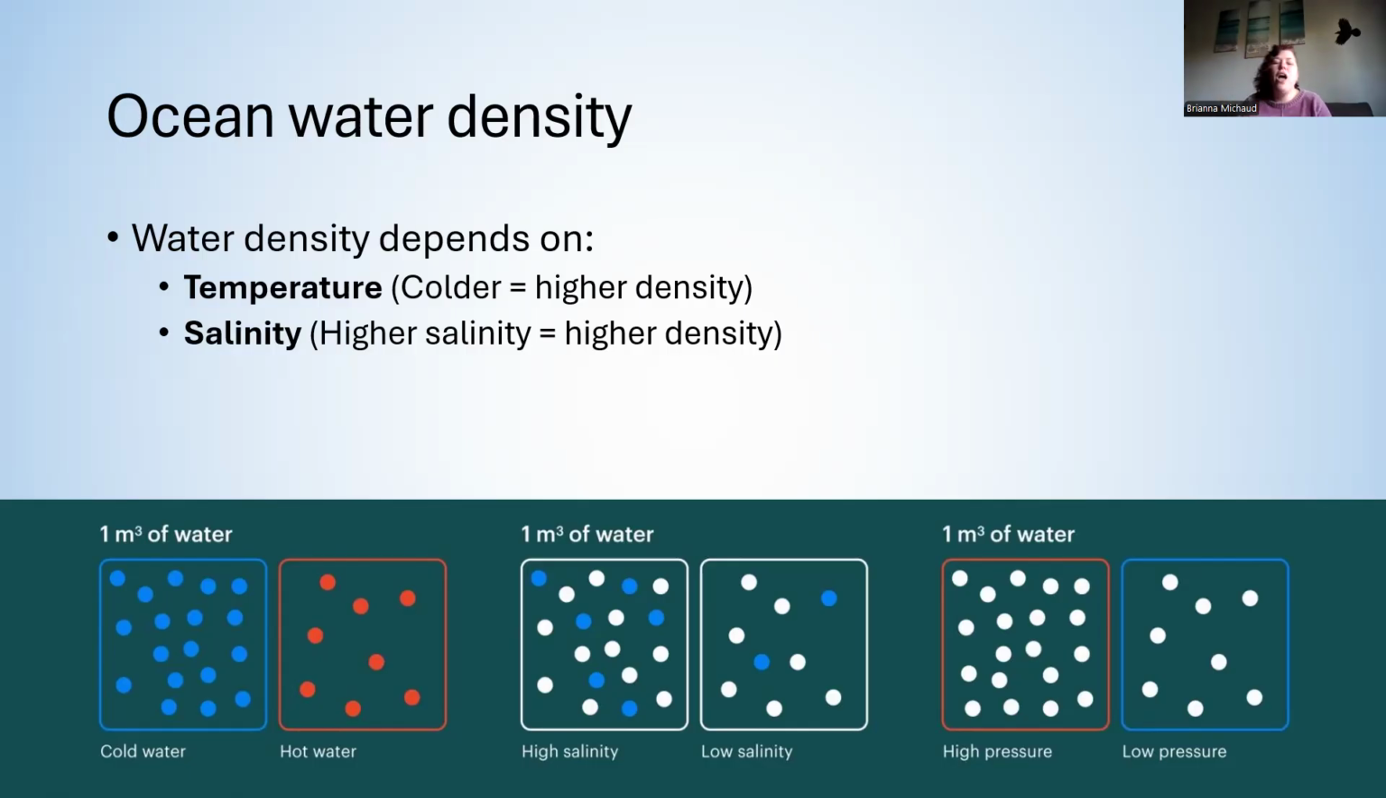So if we're talking about water density, there are two main things that will change water's density. First is temperature. Sorry, my cat is being a little gremlin. Look at her. She's a little gremlin.